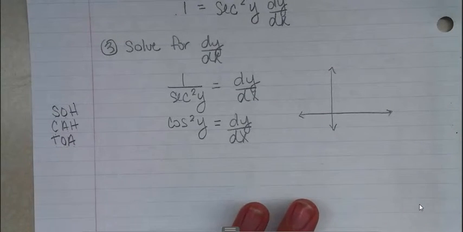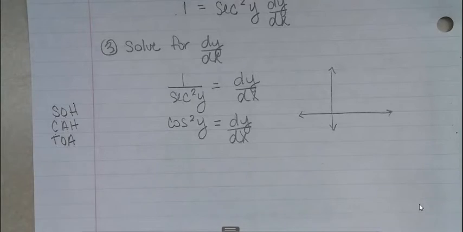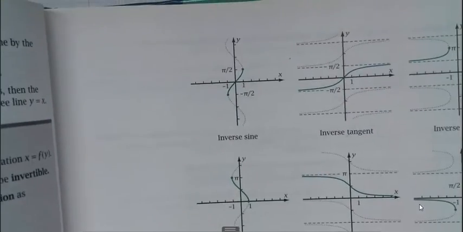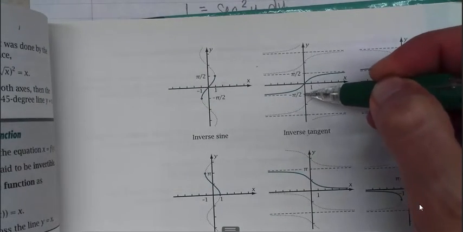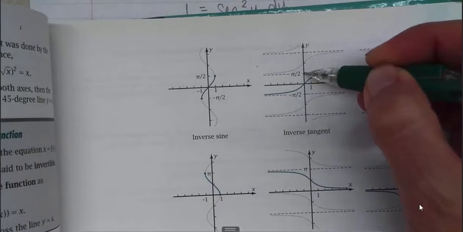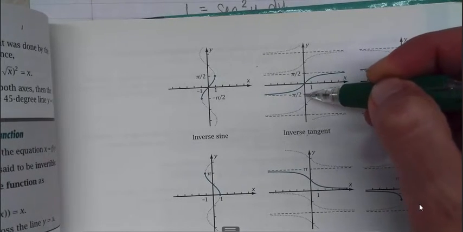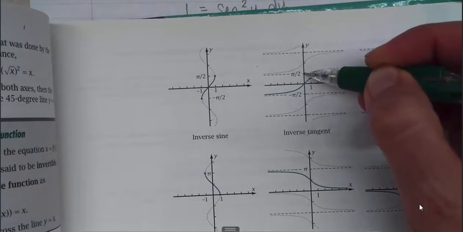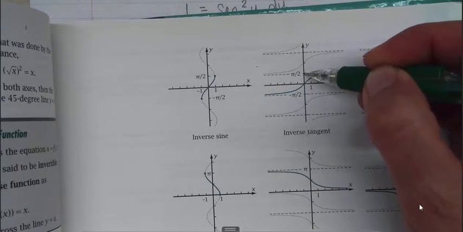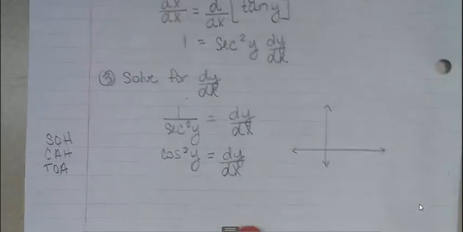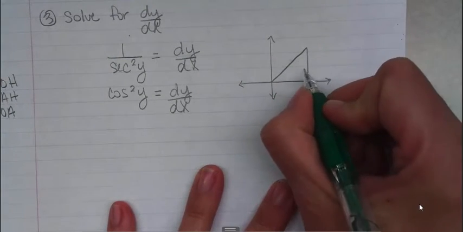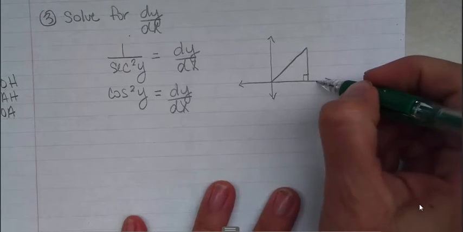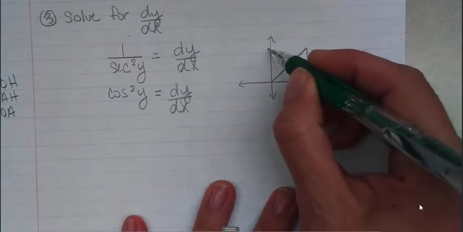Now the important part is that when I think about tangent, we have restricted our range to be from negative pi over 2 to pi over 2. Okay, so that's basically from negative 90 degrees to positive 90 degrees. So it's going to be important that I restrict where I draw this right triangle. So if I draw it in the first quadrant, this is between 0 and 90 degrees, or 0 and pi over 2.